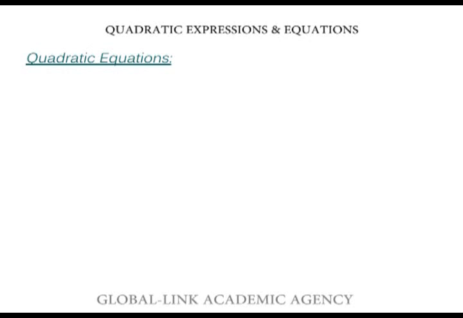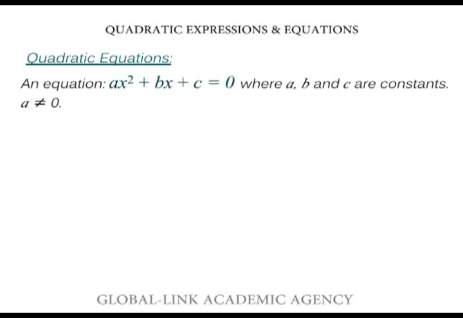Quadratic equations. These are equations that take the form ax squared plus bx plus c is equal to 0, where a, b, and c are constants and a is never 0. Such an equation where the right-hand side is 0 is called a standard quadratic equation. When solving quadratic equations, it is necessary to write it in the standard form. Quadratic equations always have two answers.